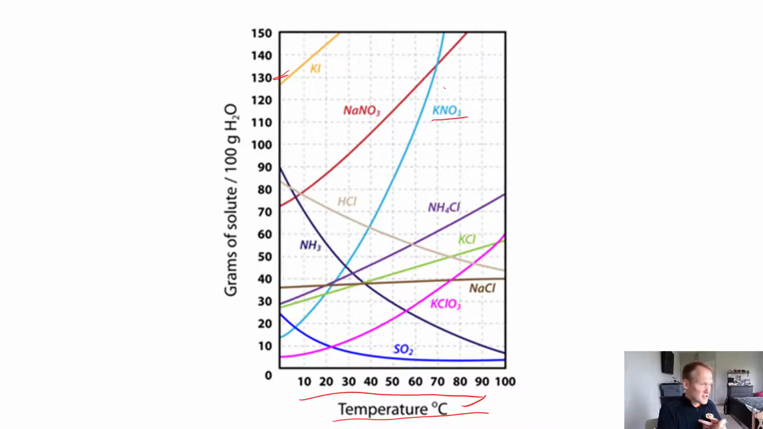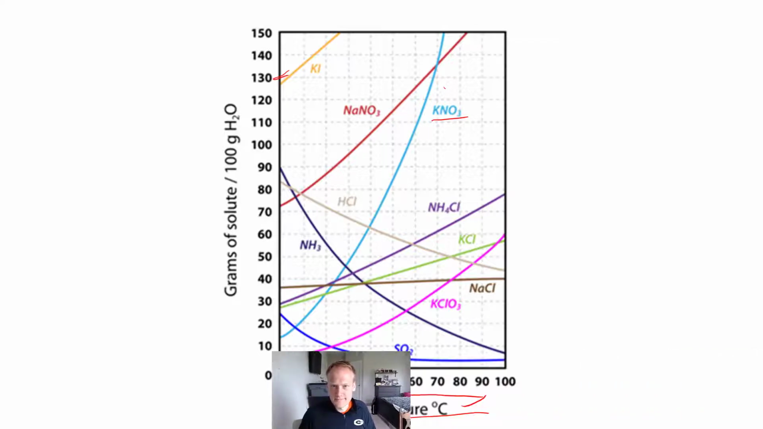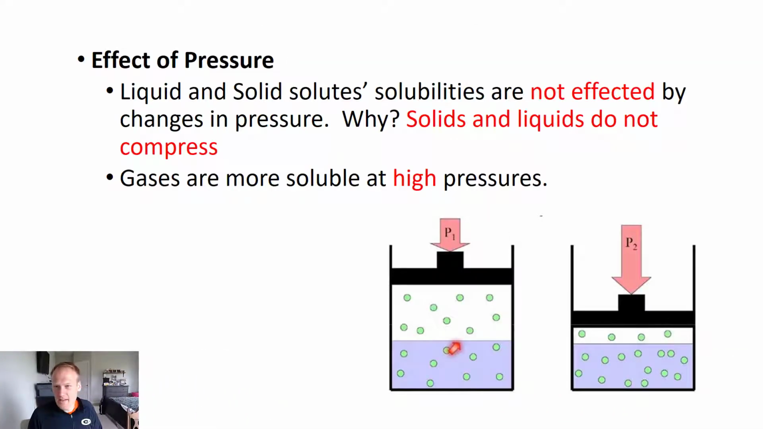So dissolving solids, more heat, faster solubility. Dissolving gases, more heat, less solubility. Okay, and use that logic: I know that if I heat it up, it'll dissolve more salt or faster. And if I heat up soda, the CO2 comes out of solution. Pressure can also affect how solutes dissolve.